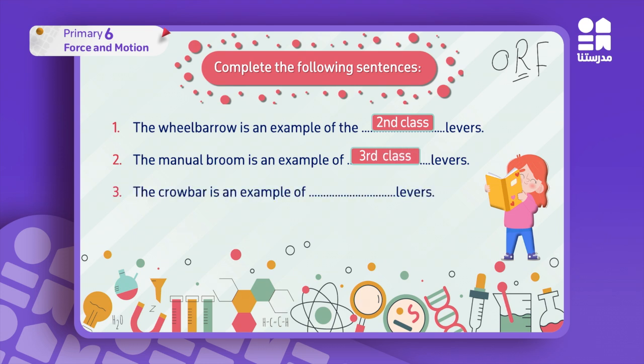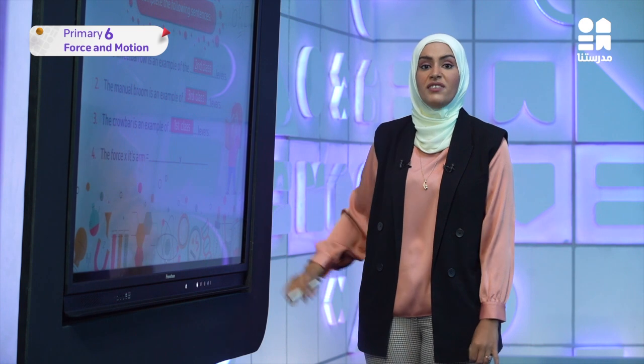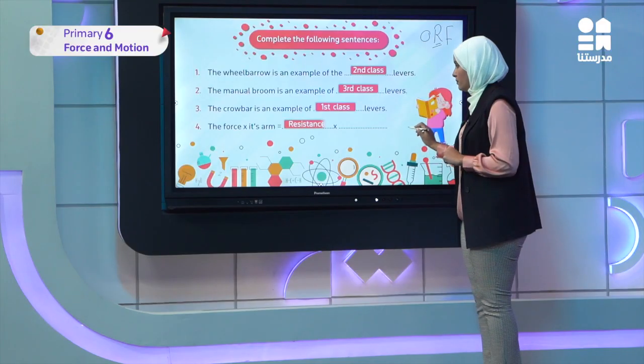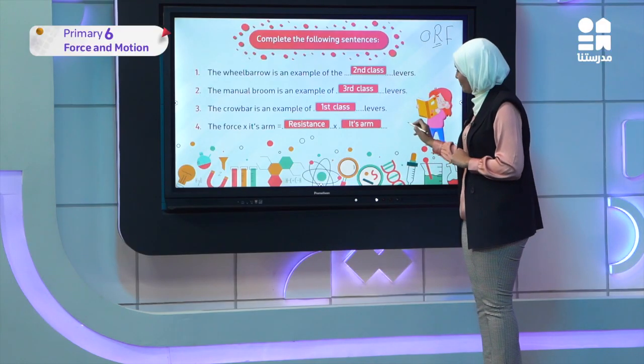Question number 3. The crowbar is an example of space lever. Crowbar, we have memorized it already. Crowbar is an example of the first class lever. Question number 4. The force times its arm equals space times space. This talks about the law of levers. You must memorize it: the force times its arm equals the resistance times its arm.